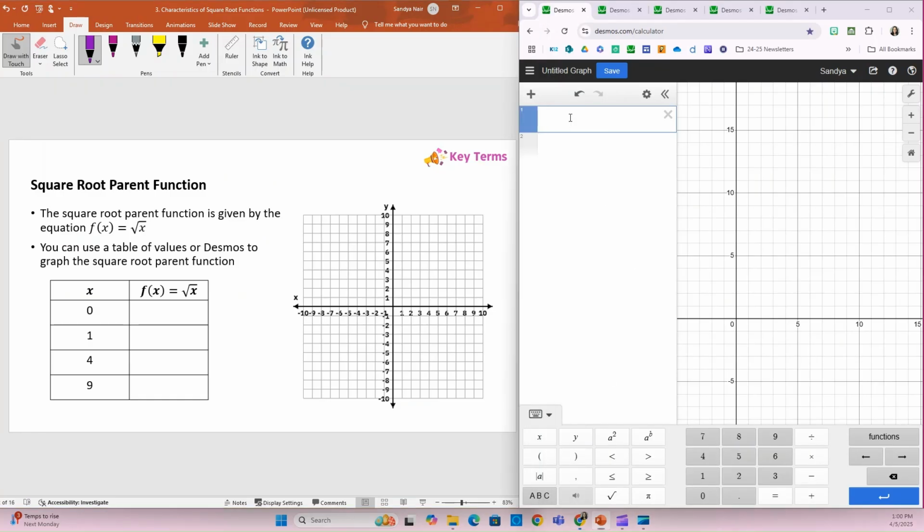So if I'm graphing square root functions in Desmos, I can type sqrt to get the square root symbol, or I can go down to the keypad and choose the square root sign. So I'm going to graph the square root of x, and I want to fill in this table of values.